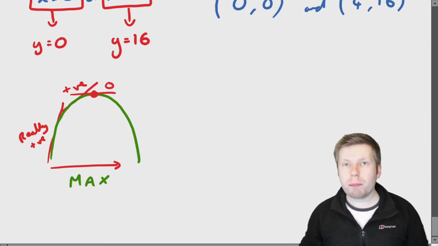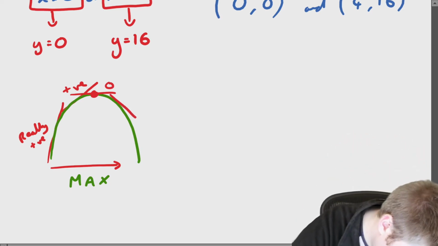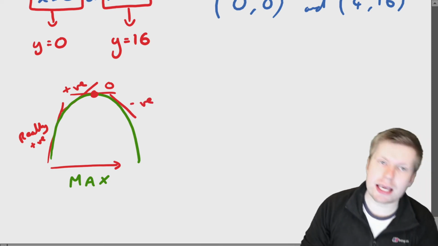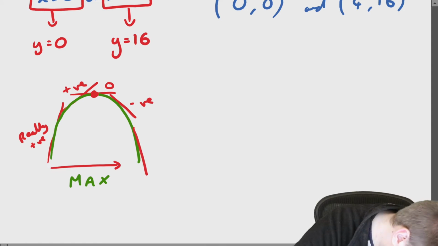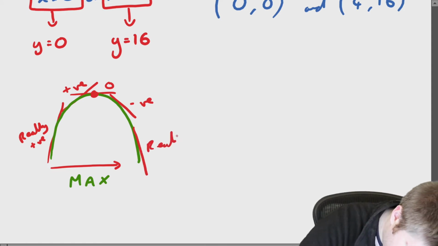Then as I keep going past that stationary point, I end up at this point here. This point is now negative, but it's still quite shallow negative. And then I get to this point over here, and this now is really negative.